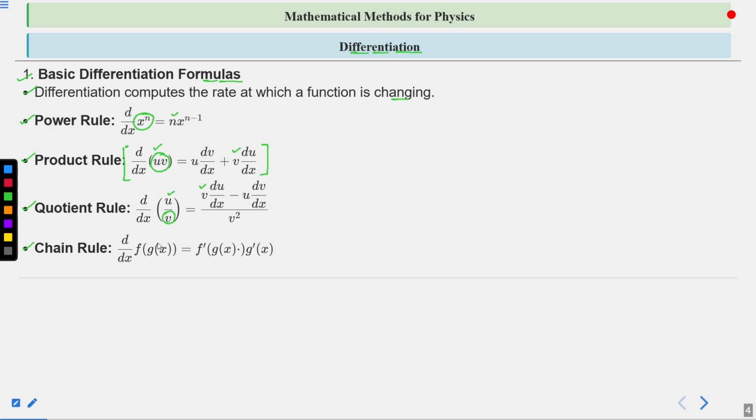And chain rule, so we have a function like f(g(x)). So, first f prime g of x and g prime of x. Here prime shows the differentiation. It means first take the differentiation of the whole term, that is this one. After that, differentiation of the inner value, that is g of x. So it will be g prime of x. So this is chain rule.